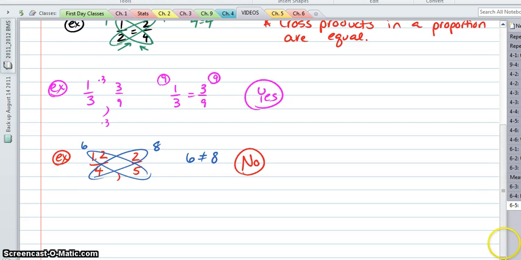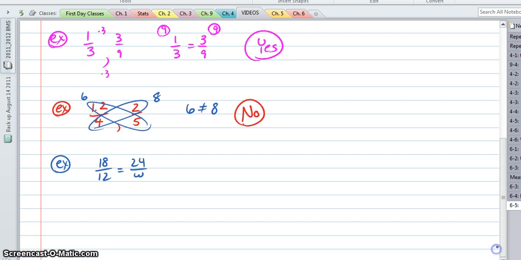We can solve proportions for missing values. You will practice this as well. Again, lots of different ways to do this. I'll show you some neat tricks. It's always great to work as efficiently as possible. So for example, if I gave you 18 over 12 equals 24 over W, you already know that we have a proportion. Two ratios are equal.